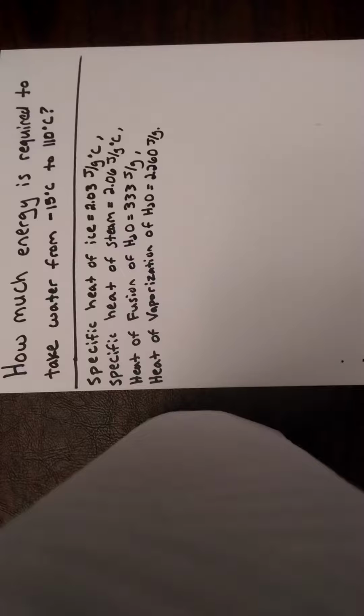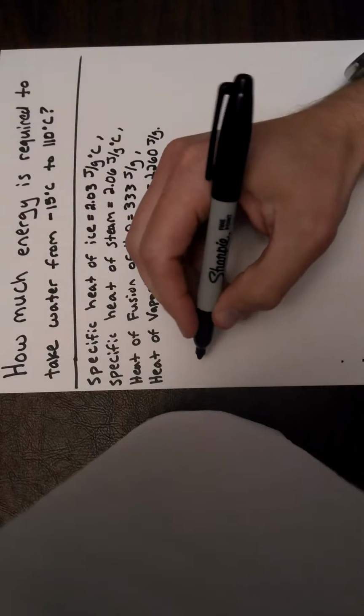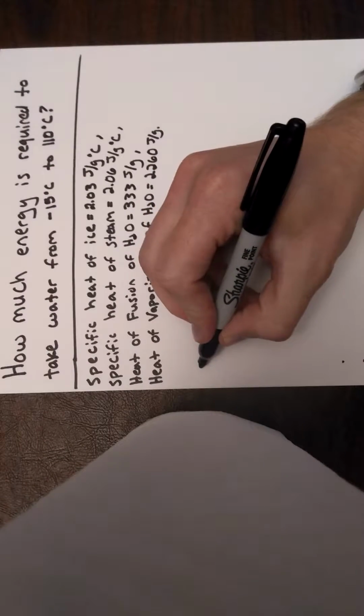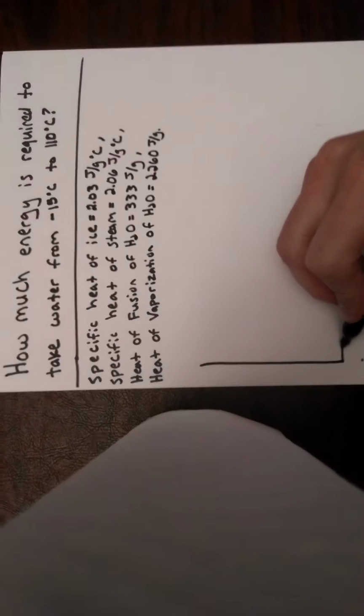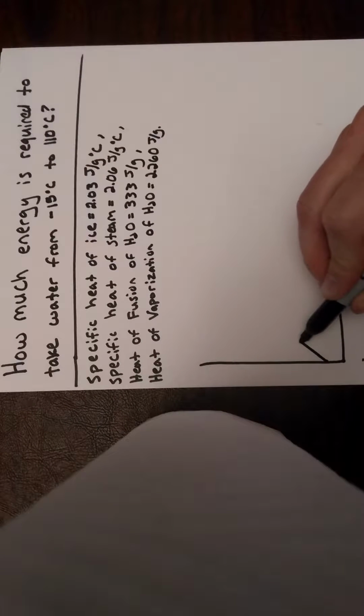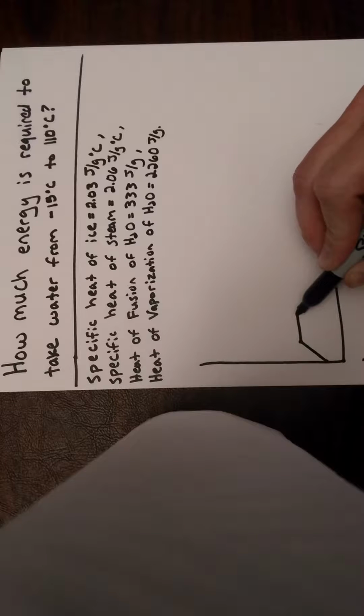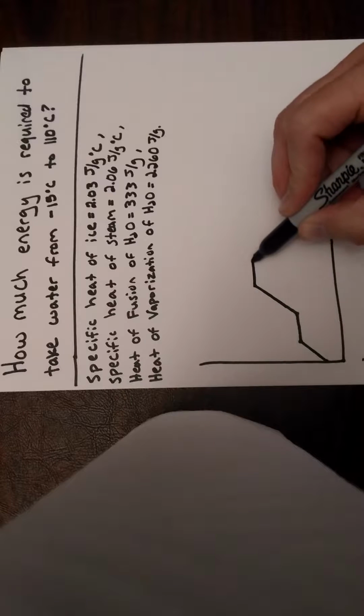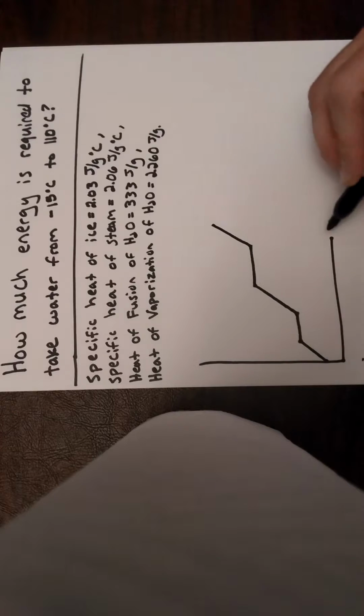Now, whenever you're doing a phase change question, you always want to draw a graph to help yourself map it out. The graphs always have the same setup. So let's draw one down here. They always start with the diagonal part. They always have a flat part, another diagonal, another flat part, and then another diagonal going up.